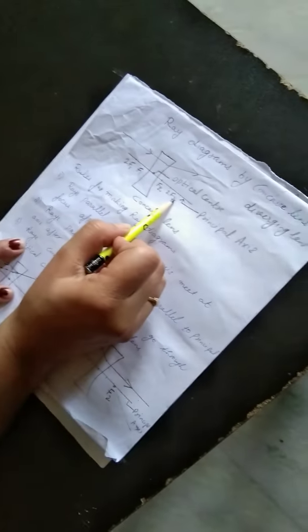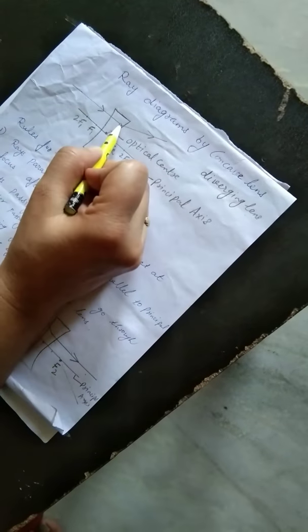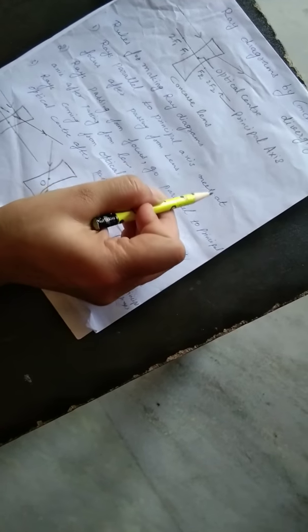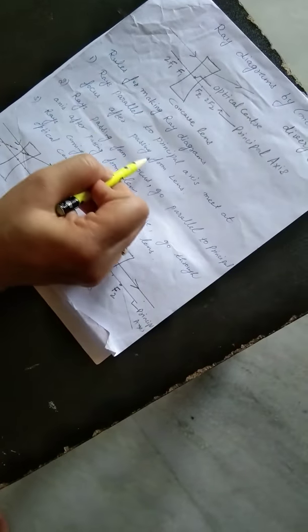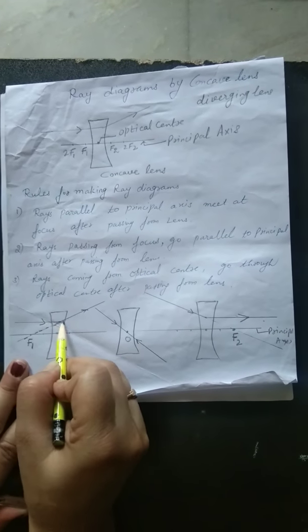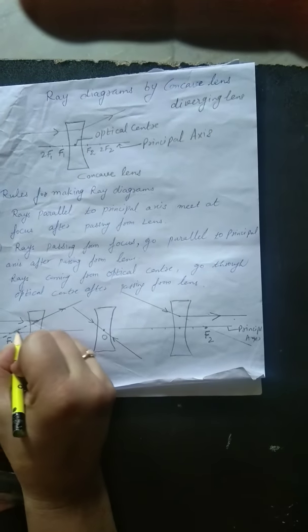This is the optical center, this is the principal axis, and when the rays come to this lens, it will spread the rays. The rules for making ray diagrams. First, rays parallel to the principal axis meet at focus after passing from the lens. Look at this. Rays are coming, they go parallel to the principal axis, go like this. When we extend this ray backside, it will meet at focus.